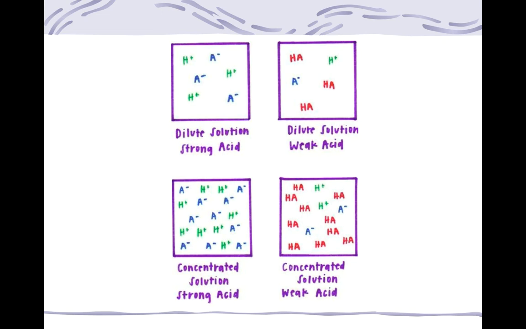Then on the right, you have the weak acid, where a lot of the HAs have remained bonded together and only a few have broken apart. That's what makes it weak. But in the dilute solution, there's not very many of the molecules or the ions, and in the concentrated solution, there's more. So that's the difference between strong, weak, and dilute and concentrated. And that would apply to bases also. Those are a few ways that acids and bases can be classified.